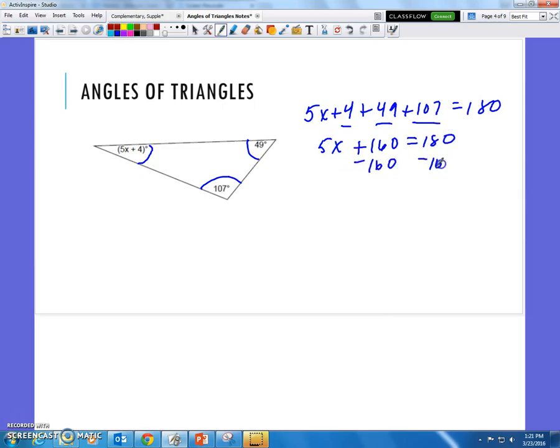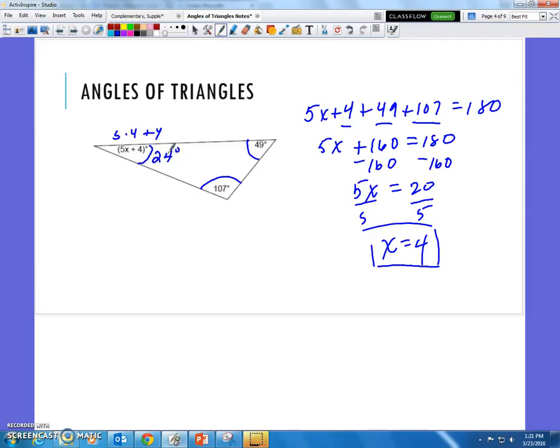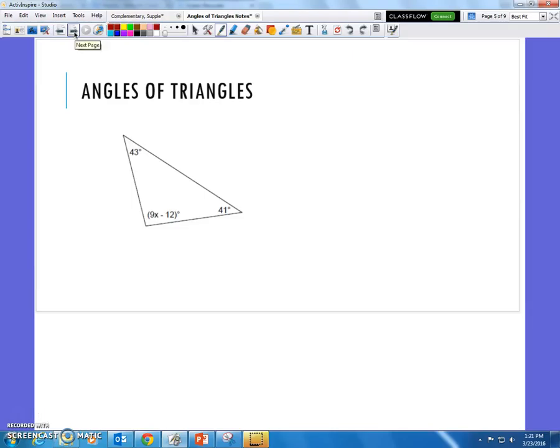And if I solve this like we have in the past, solving these two-step equations, I know that x must equal 4. So that's really, I think, what they're going to ask you on the homework. However, 4 is not the degree. 5 times 4 plus 4 would be the degree. So I would know this is 24 degrees. Okay, so make sure you answer the question that they're asking you.